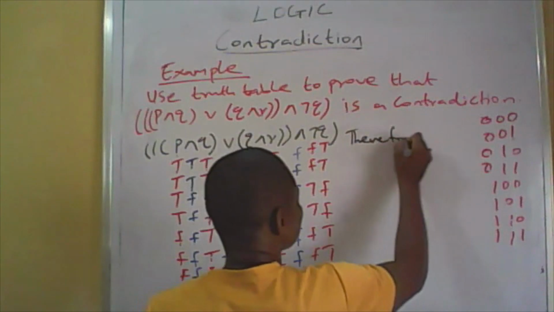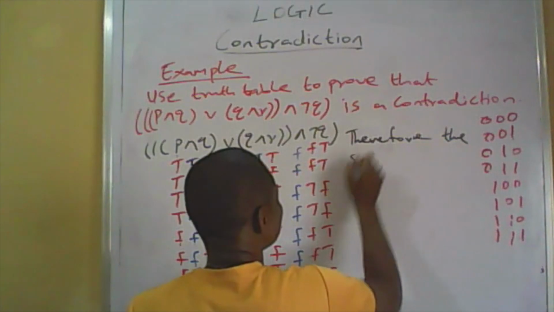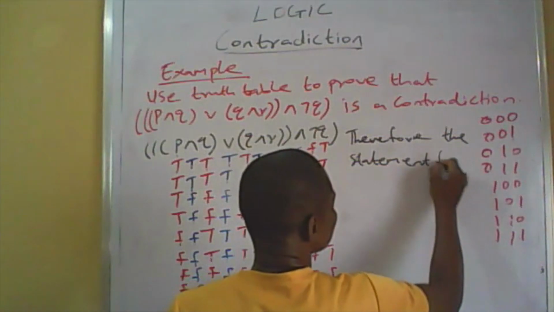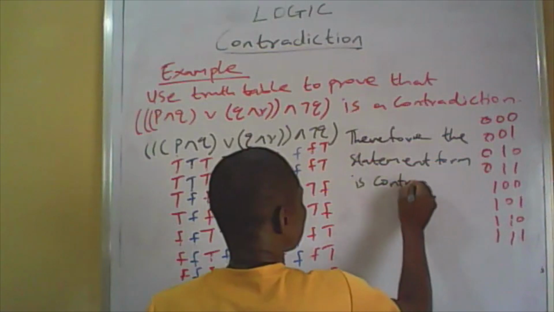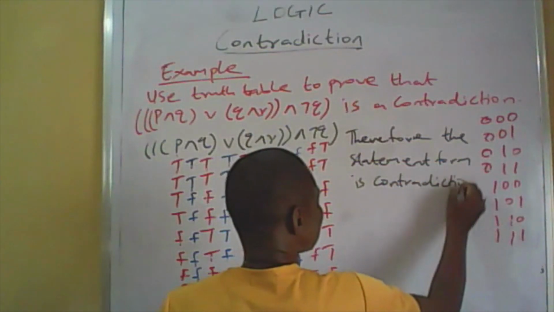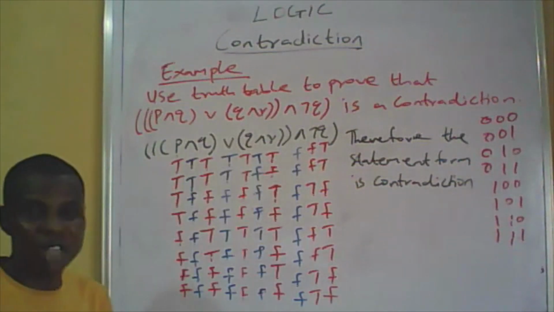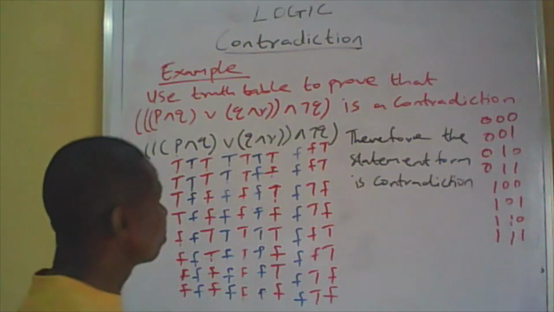Therefore, the statement form is a contradiction based on our valuation. So let's go to the assumption of a truth valuation method.